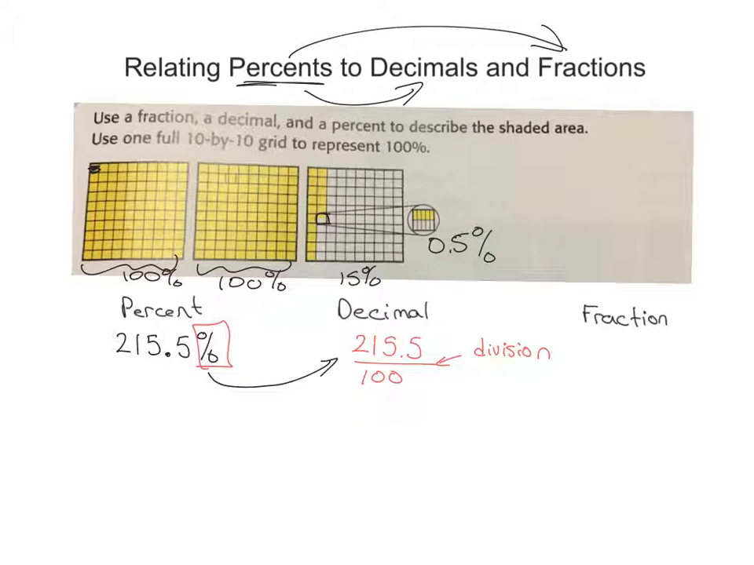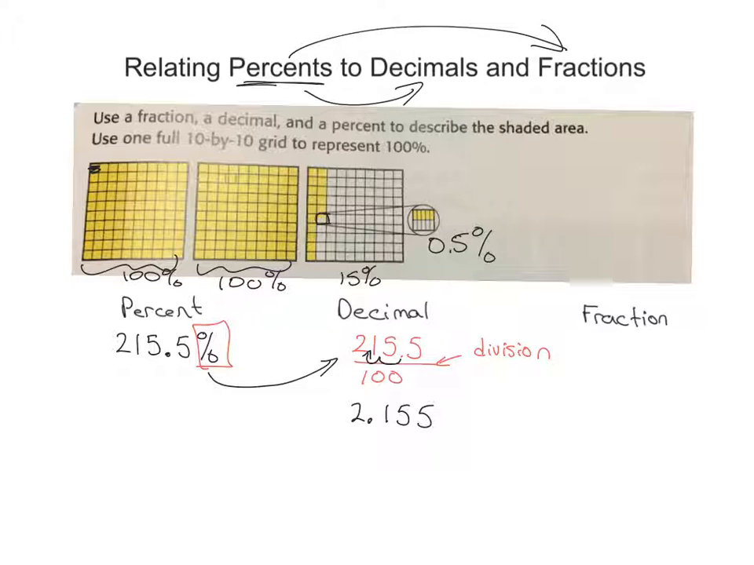215.5 divided by 100. If you'll remember, whenever you divide by 100, you move the decimal place over 2 spots. So 215.5% is the same as 2.155 as a decimal. So that's 2 and 155 thousandths.